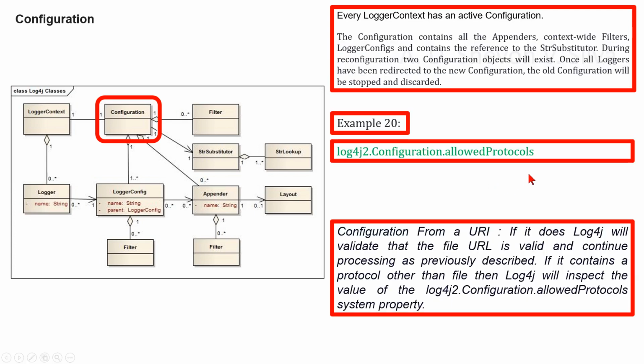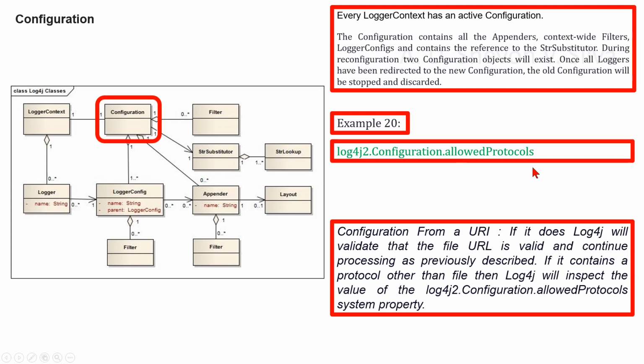Now we are considering configuration from a URI. If it does, Log4j will validate that the file URL is valid and continue processing. If it contains a protocol other than file, then Log4j will inspect the value of the log4j2.configuration.allowedProtocols system property.